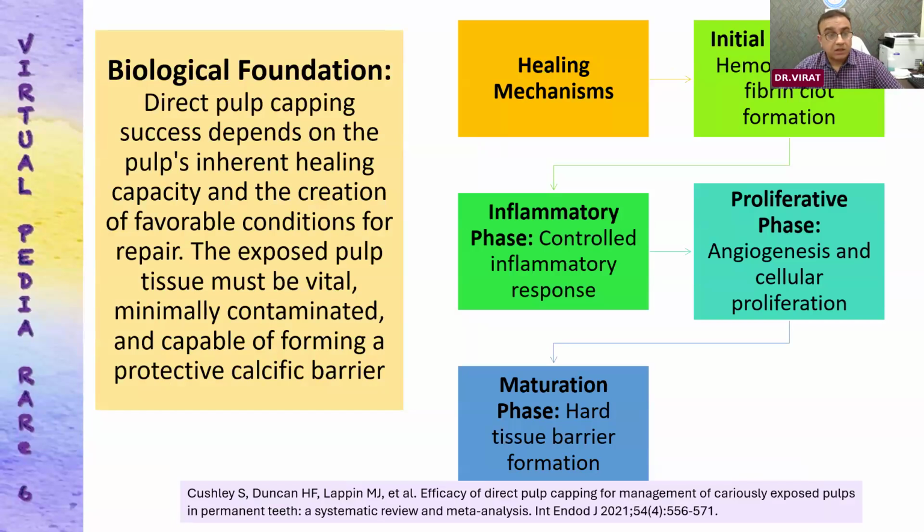Coming to the biological foundation, healing of the pulp in DPC depends on maintaining favorable conditions for repair. After initial hemostasis is achieved, inflammation is controlled, and again in the proliferative phase, angiogenesis and cellular proliferation occur, and hard tissue formation is at the last phase, which is called the maturation phase.